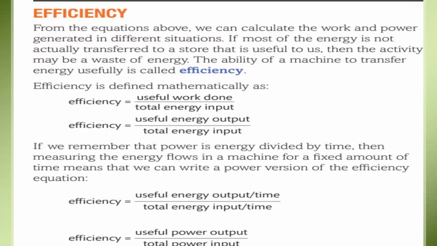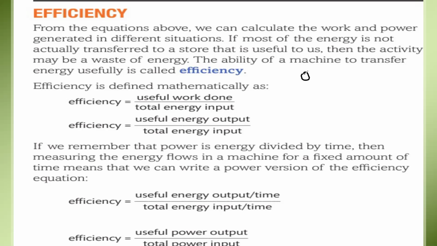Then we have the efficiency. Efficiency is when we compare the useful work to the total work done or total energy input. It can also be useful power output divided by total power input, multiplied by 100. We also call that efficiency. So efficiency is actually a comparison.